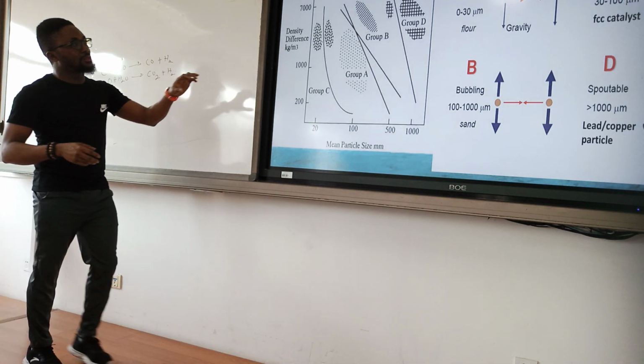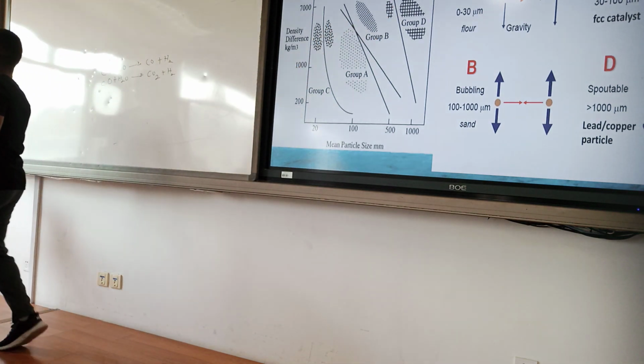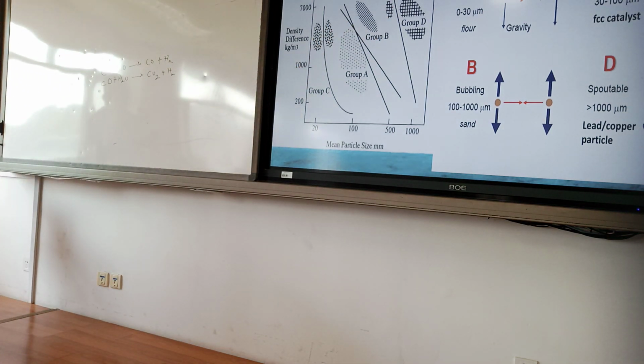And then you have group D. You could see that it is packed. An example is lead and zinc, and lead and copper. It has a size greater than 1000 micrometer.